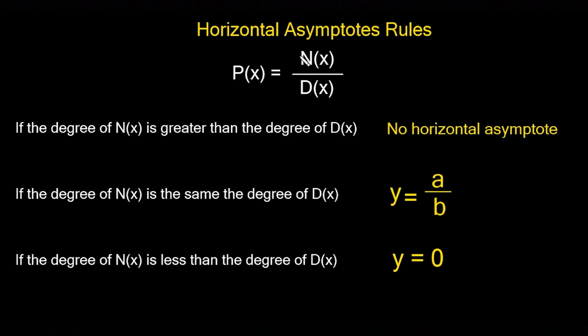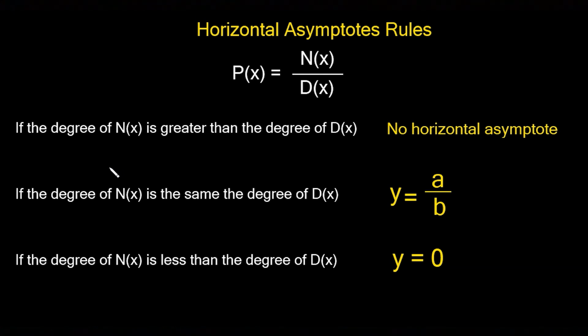So if you look up here, they're talking about a rational function p of x, and then it will be n of x over d of x. That's how we're going to describe our rules here. So for example, if you look at the first rule, it says the following: if the degree of n of x is greater than the degree of d of x, there is no horizontal asymptote, okay?